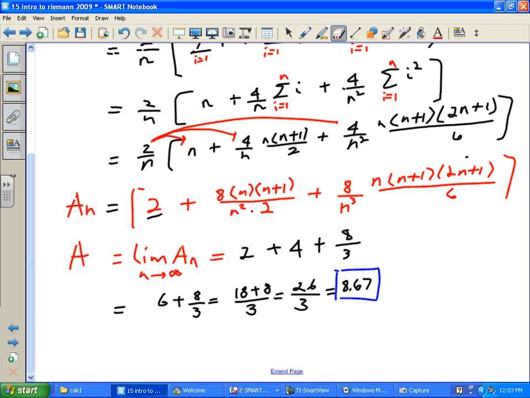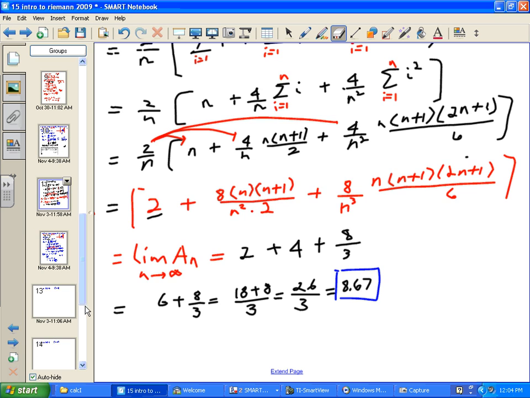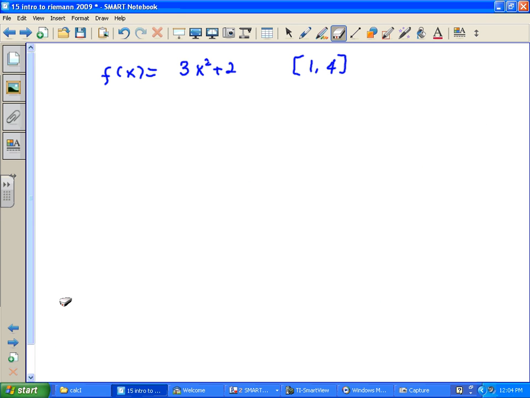And next class, we're also going to learn another way to check your answer, and that will be the fundamental theorem of calculus, and that will make our jobs a lot easier. Just like with derivatives, there were shortcut rules. So these are going to be your shortcut rules for finding area. Okay, let's see if we can do one more setup. This one let's just set up, and if you choose to, you can certainly simplify it as well.